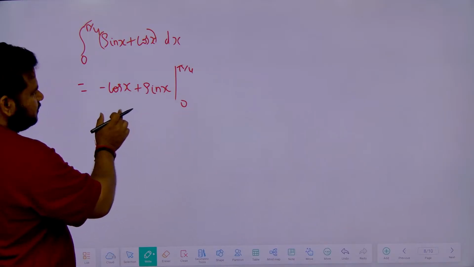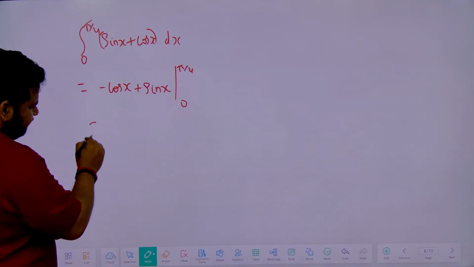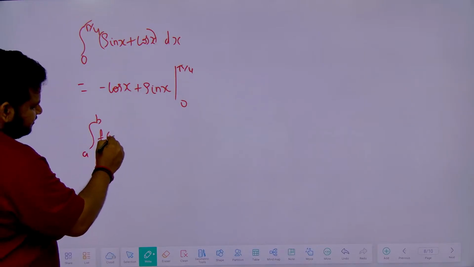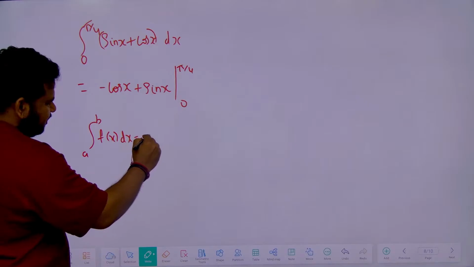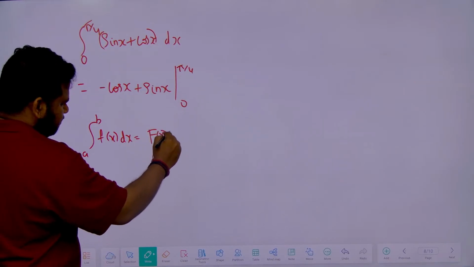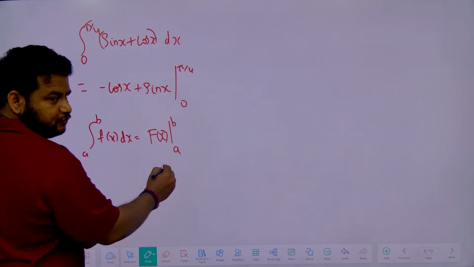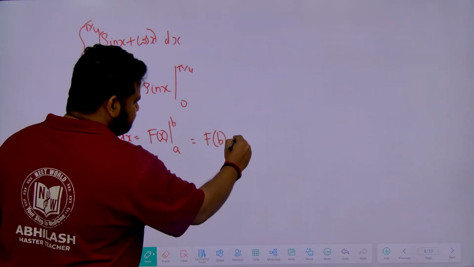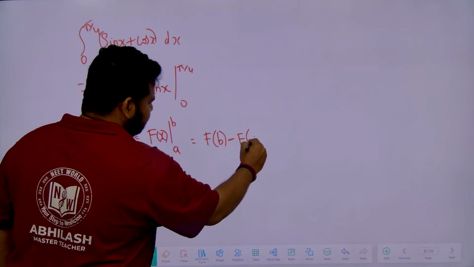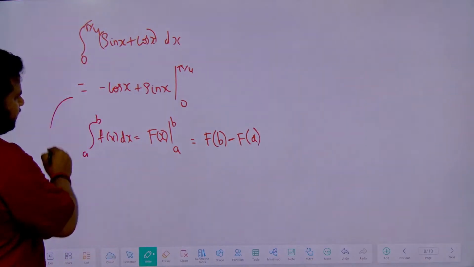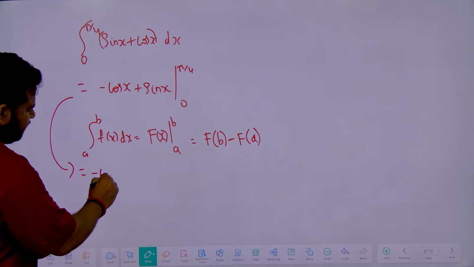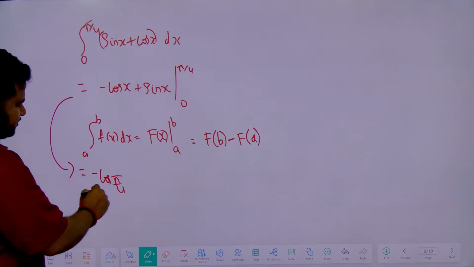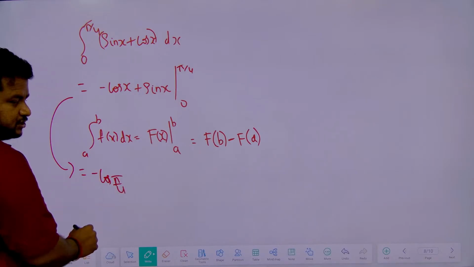Suppose I am having integral a to b of f of x dx. I will get the value as capital F of x, and I will write the limits like this, a to b. First I should put the upper limit, F of b, and then the lower limit, minus F of a. Similarly here, minus cos pi by 4, with the minus already there.